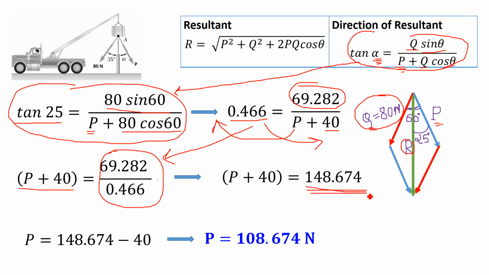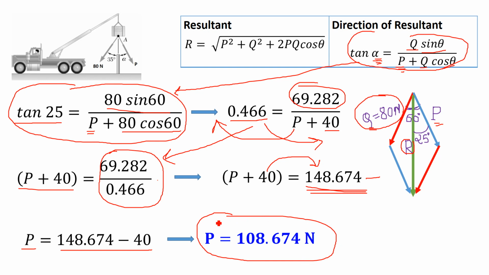148.674. Okay, 69.282 upon 0.466 is 148.674. Now if you take 40 to the right-hand side, it becomes minus, so P equals 148.674 minus 40. So the final value of force P is 108.674. Okay, this is the value of force P.